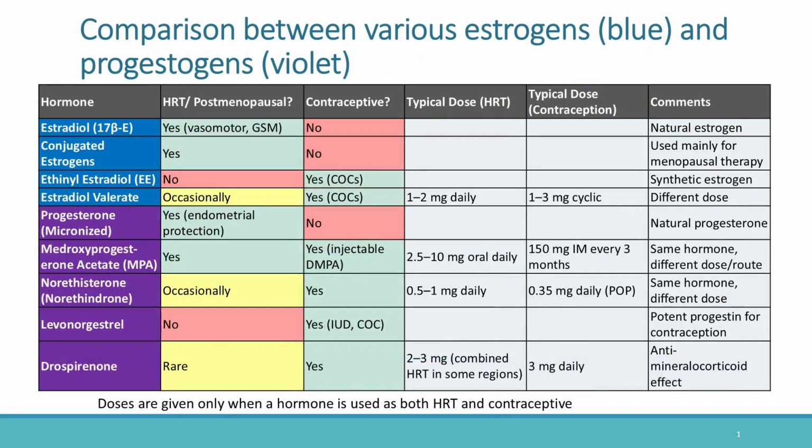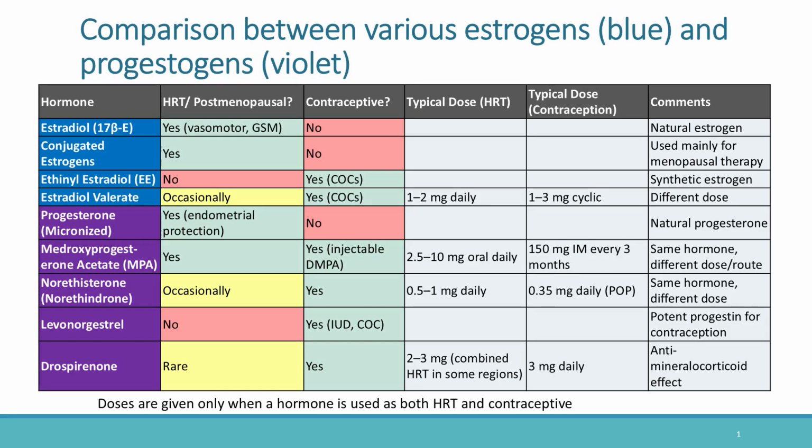This table compares the use of estrogens and progestins. Color coding helps quickly compare a particular use. Please take time to dive into it. The key highlights are as follows. All are either estrogens or progestins. HRT involves natural hormones, while contraception needs stronger and long-acting synthetic hormones.